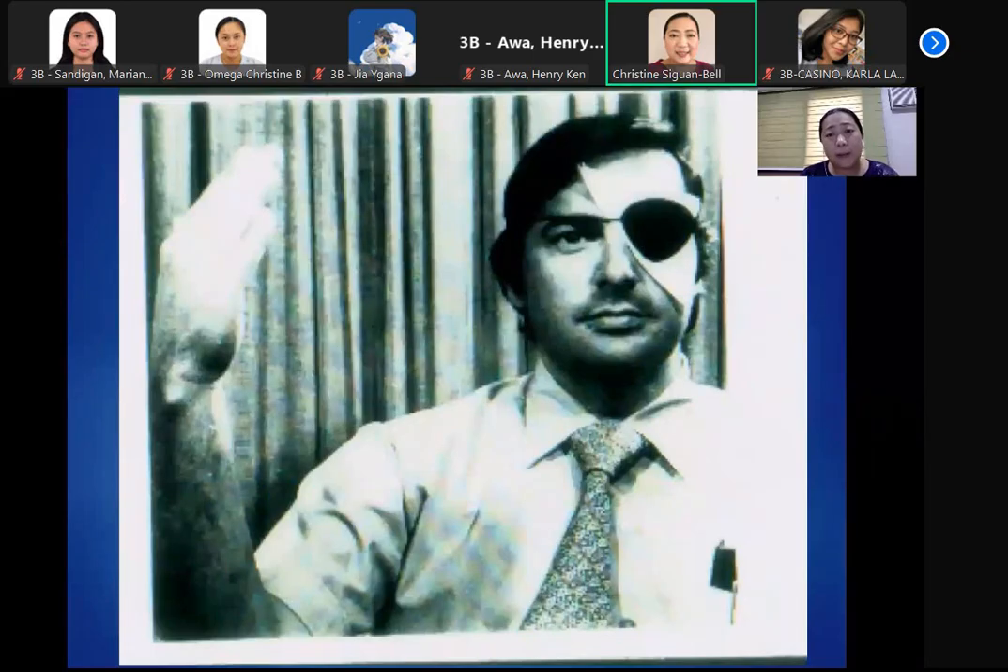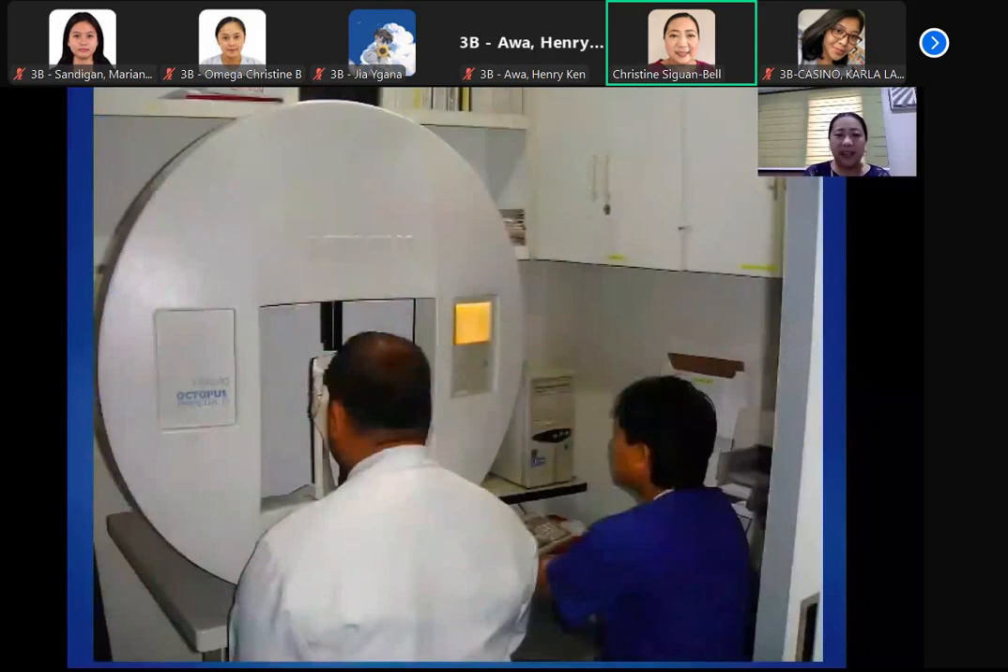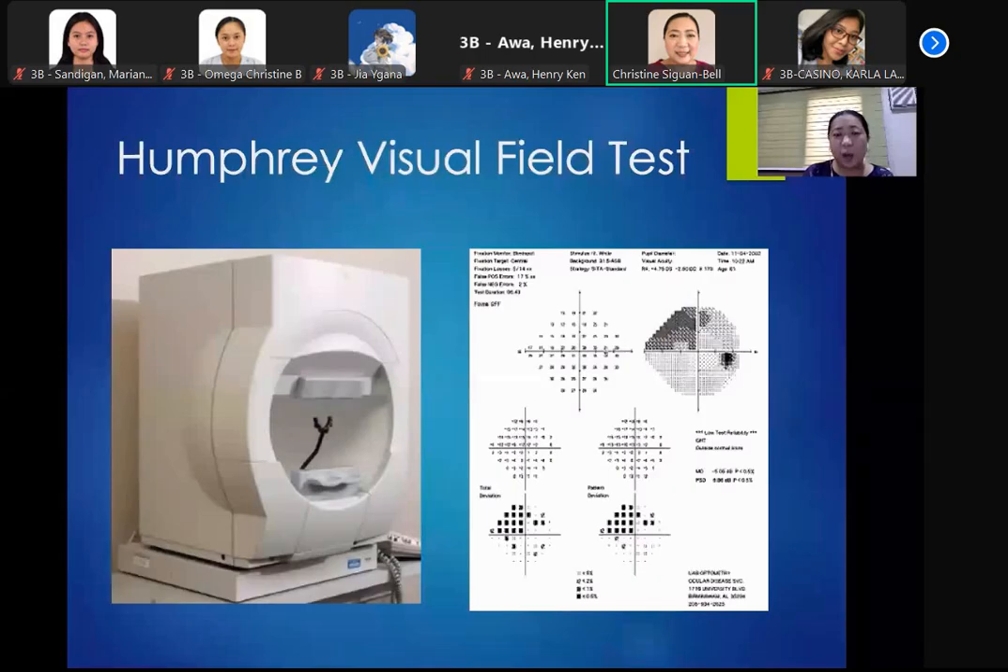This is how perimetry is done. One eye is usually covered while the other eye is performing the perimetry test. This is an example of an automated visual field machine called the Octopus perimeter. This is another perimetry machine called the Humphrey visual field. These are just brands of visual field tests.